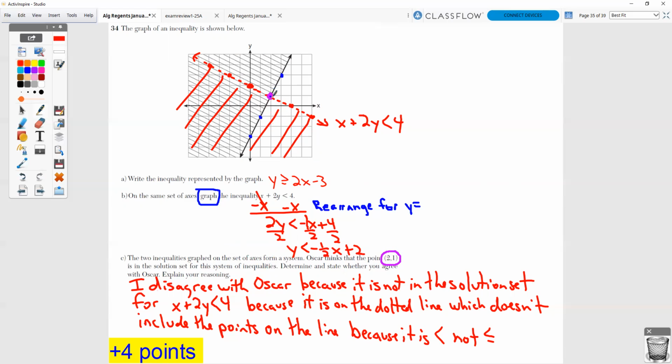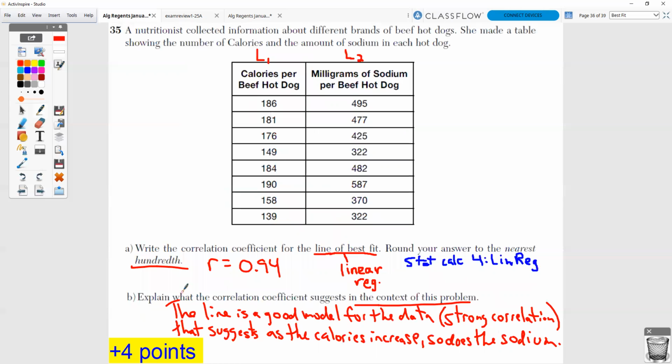Why it's not a solution is because it's not in the double shaded area. Points on the dotted line are not included in the solution set. All right, points on the dotted line. It has to be on a solid line if it's in the solution set, or in the double shaded area, like over in here.